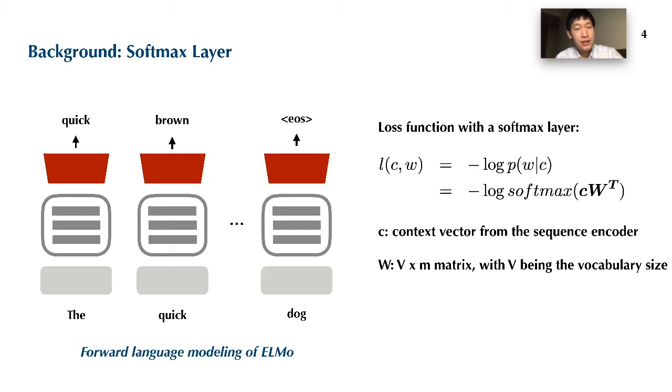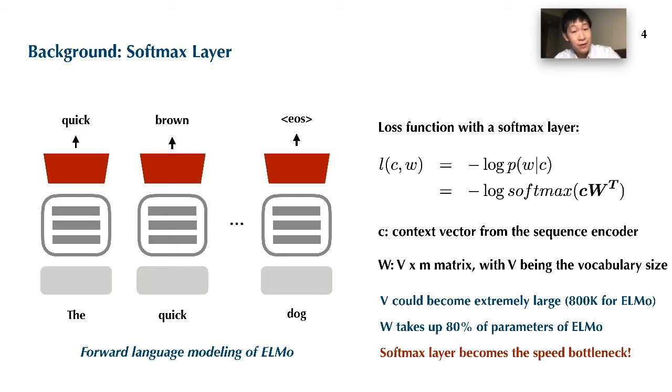To accelerate the training process, we argue that the softmax layer is a primary cause of inefficiency. Specifically, the sequence encoder outputs a context vector C of size m. C is multiplied with W, a matrix of size V by m, with V being the vocabulary size. Then a softmax function is applied to create a categorical distribution over the vocabulary.